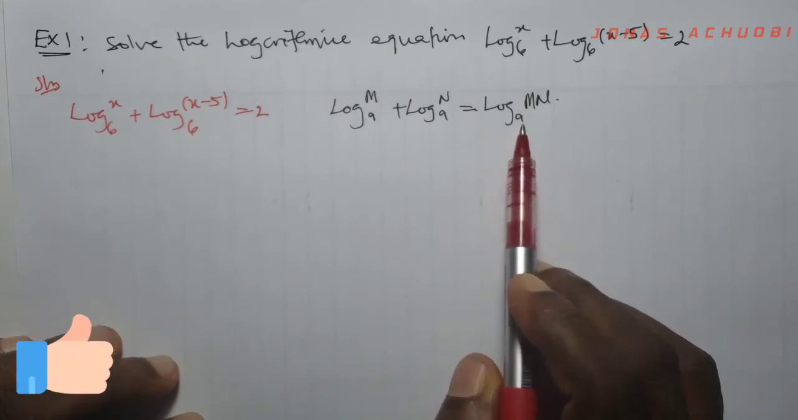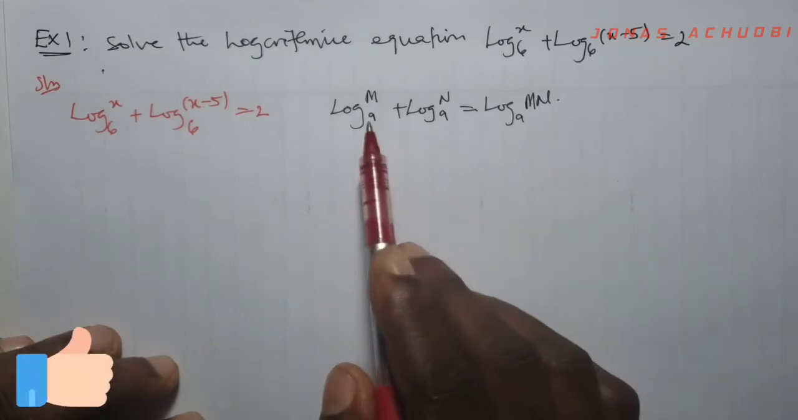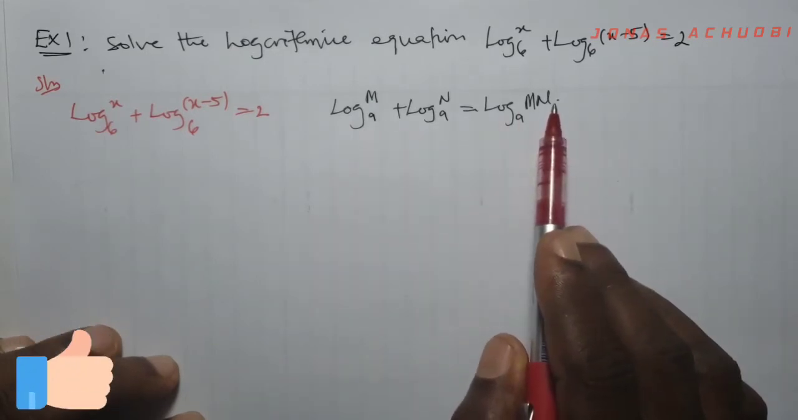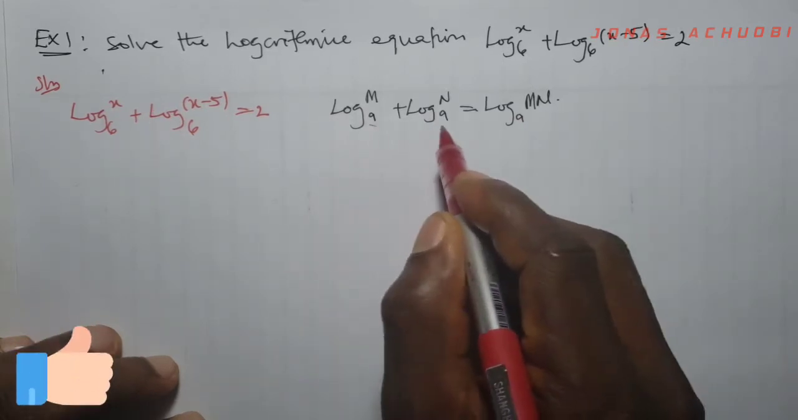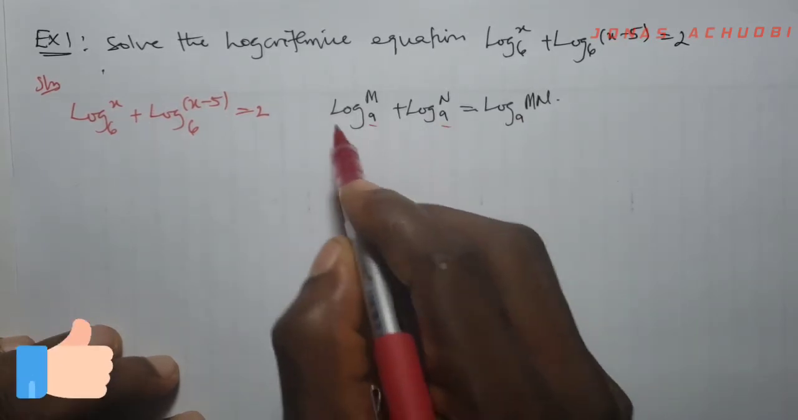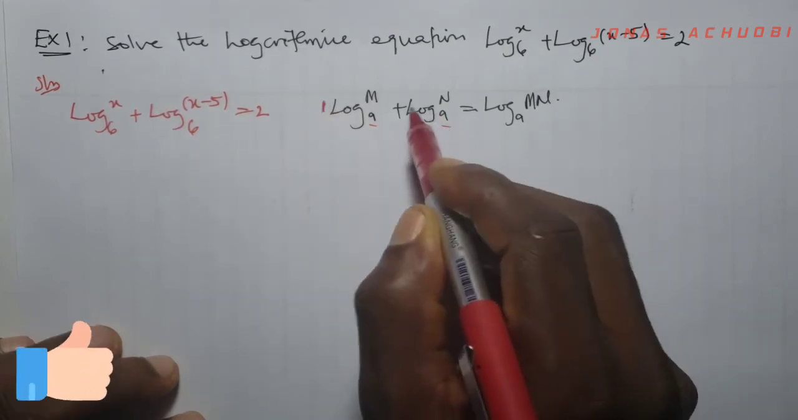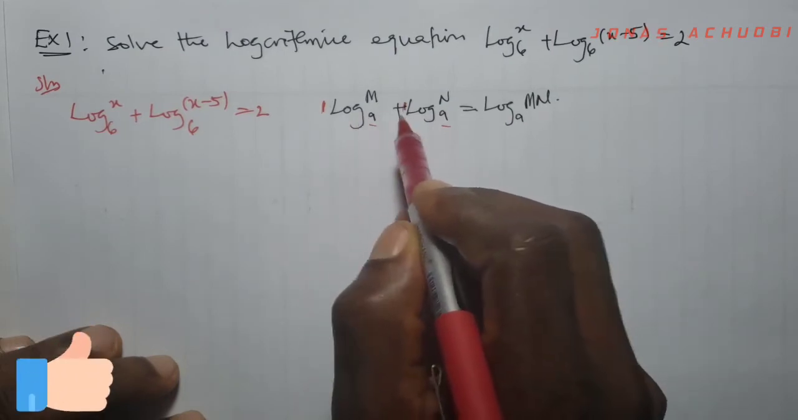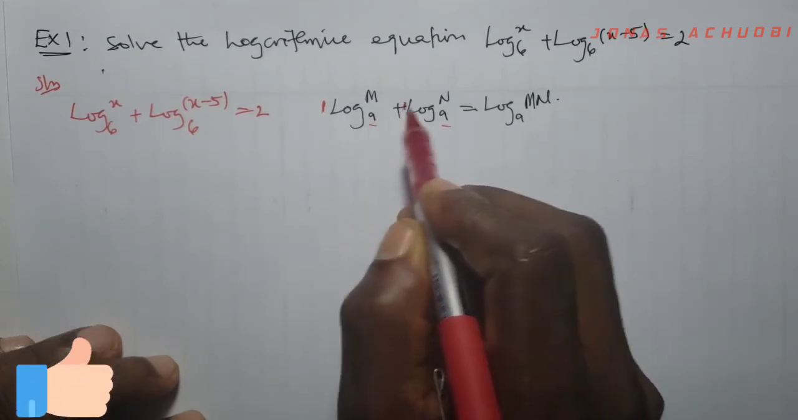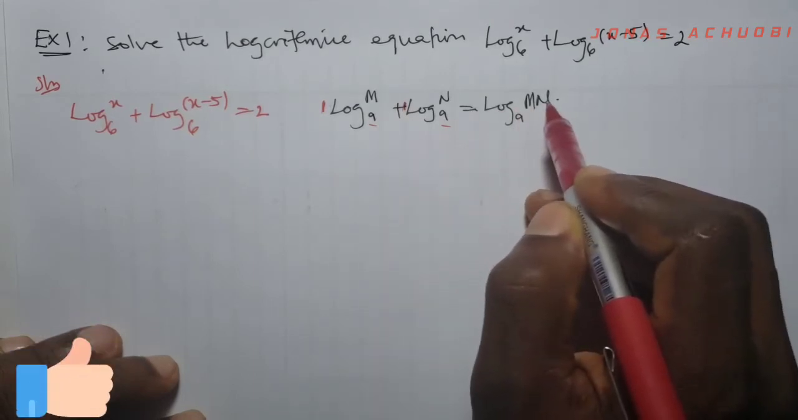And of course, this law had certain conditions. The first condition is that for this law to be applied directly, the two logs must have the same base, base a in this case. Secondly, the coefficient of this log, the number here must be 1 and here also must be 1, like we have in this case. So we now say that the sum of logs to the same base is equal to the log of their product.